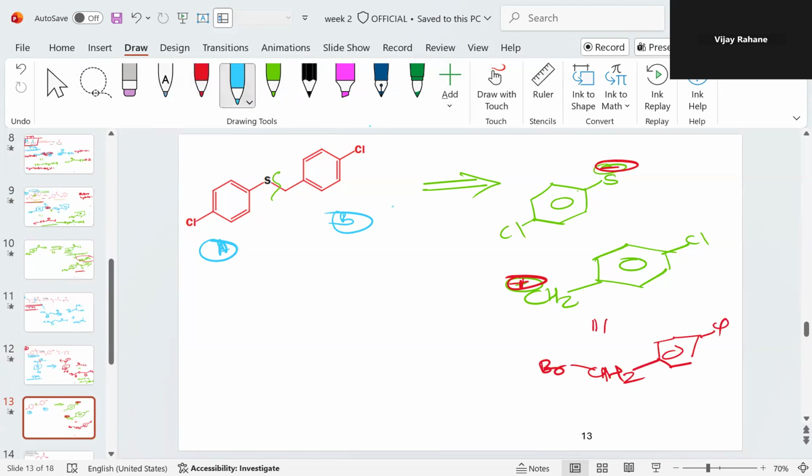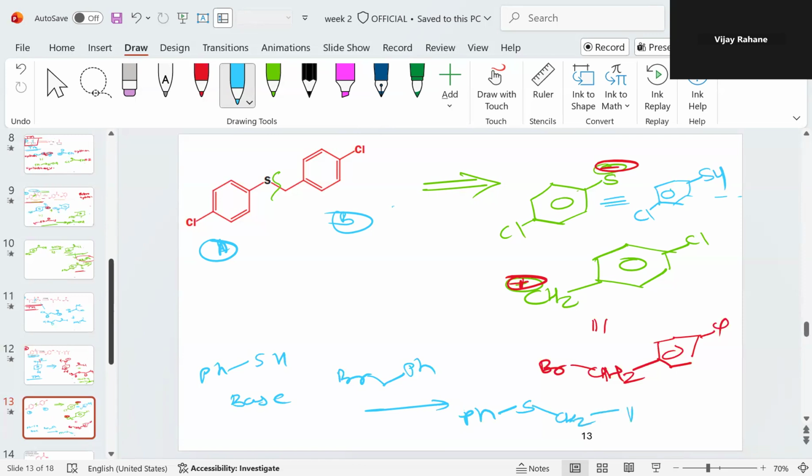And the other part can come from the PhSH, right? So if you just add this PhSH with a base to this bromo CH2Ph, what will it give? It will give PhS CH2Ph, right? So this is the retrosynthesis and the forward synthesis of this target molecule. Any doubt in this one?